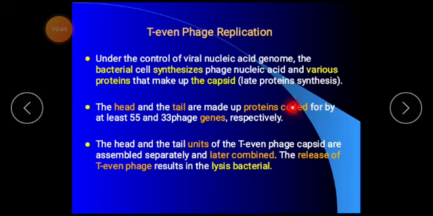So here, the proteins are coded for by likely 55 and 33 phage genes respectively. The head and tail units of the T-even phage capsid are assembled separately and later combined. After they are combined, the release of the T phage results in the lysis of the bacteria. If the T-even phage is released, it breaks the bacteria.